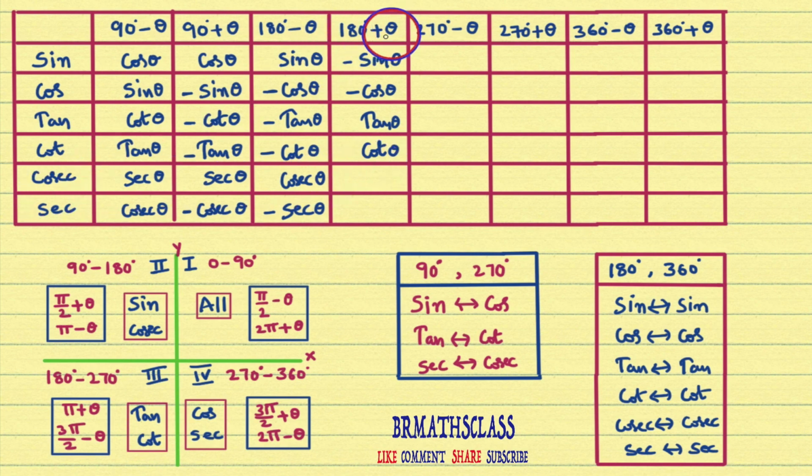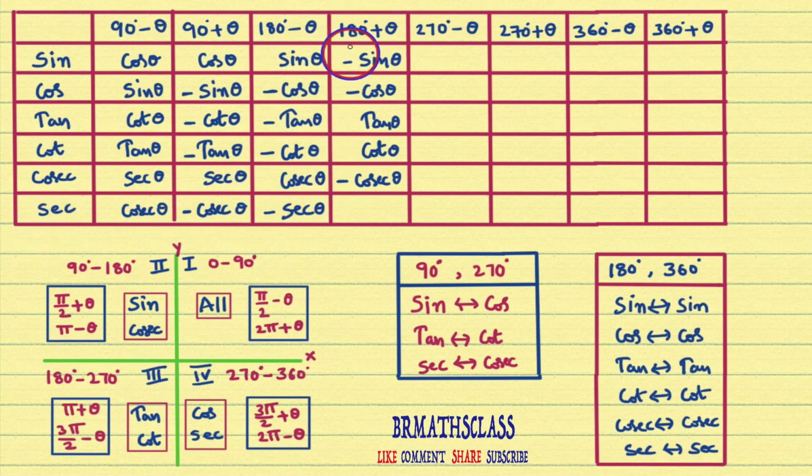Cosecant(pi plus theta). Pi is there, 180 degrees is there. The function remains the same, so you write cosec theta. Pi plus theta is in the third quadrant. In the third quadrant, what is cosecant x? In the third quadrant cosecant x is negative. So this is minus cosec theta.